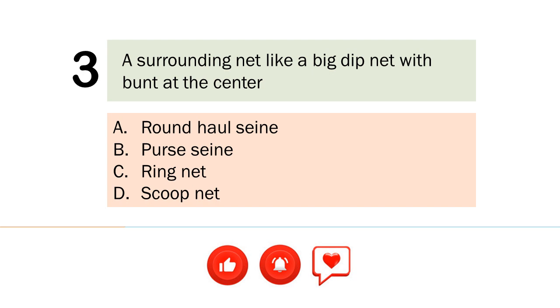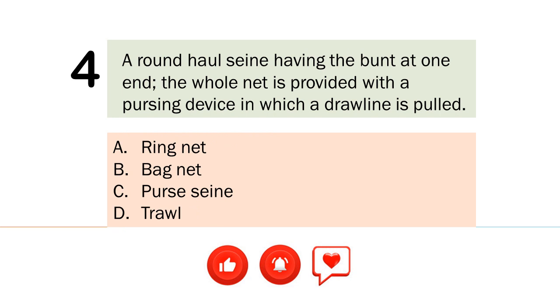Question number 3. A surrounding net like a big dip net with bunt at the center. A. Round haul seine. B. Purse seine. C. Ring net. D. Scoop net. The correct answer is letter A. Round haul seine.